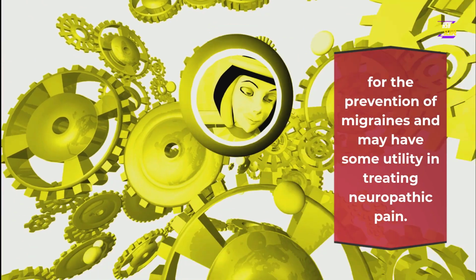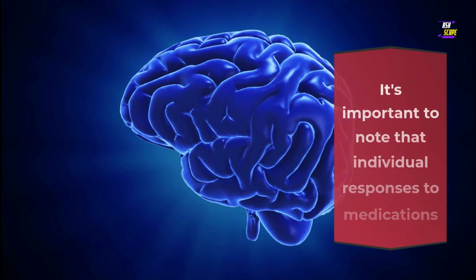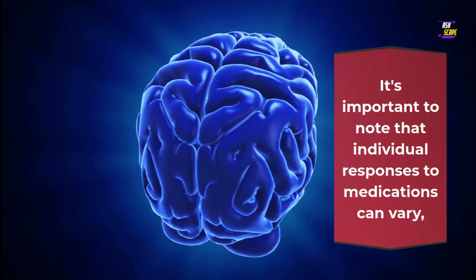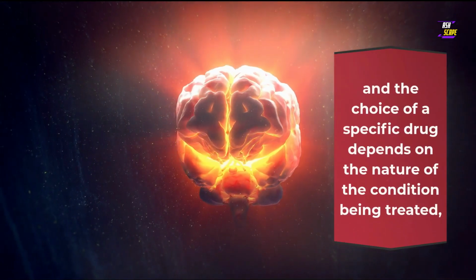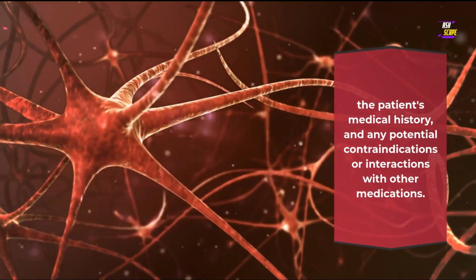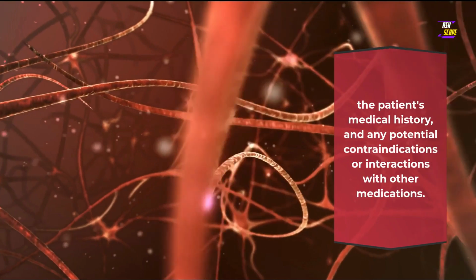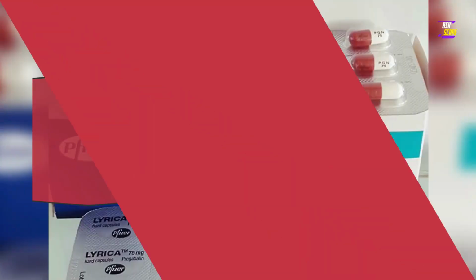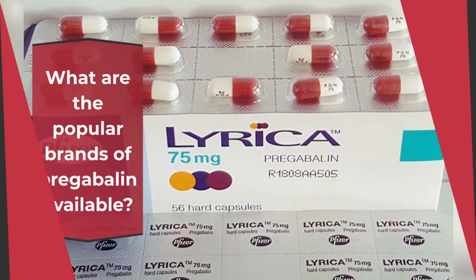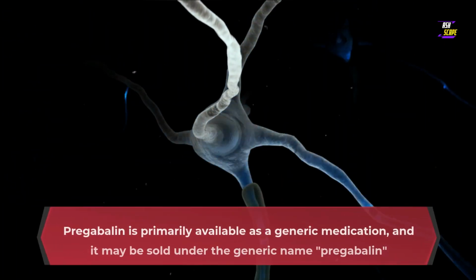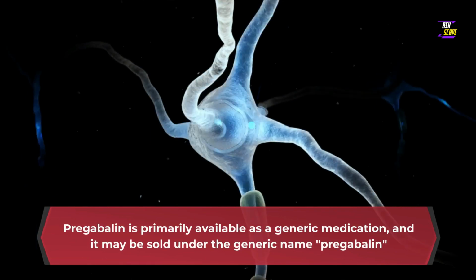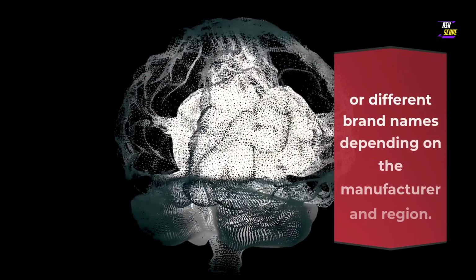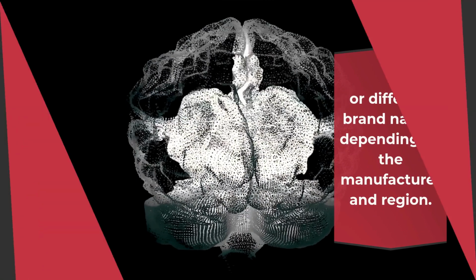in treating neuropathic pain. It's important to note that individual responses to medications can vary, and the choice of a specific drug depends on the nature of the condition being treated, the patient's medical history, and any potential contraindications or interactions with other medications. What are the popular brands of Pregabalin available? Pregabalin is primarily available as a generic medication, and it may be sold under the generic name Pregabalin, or different brand names depending on the manufacturer and region.